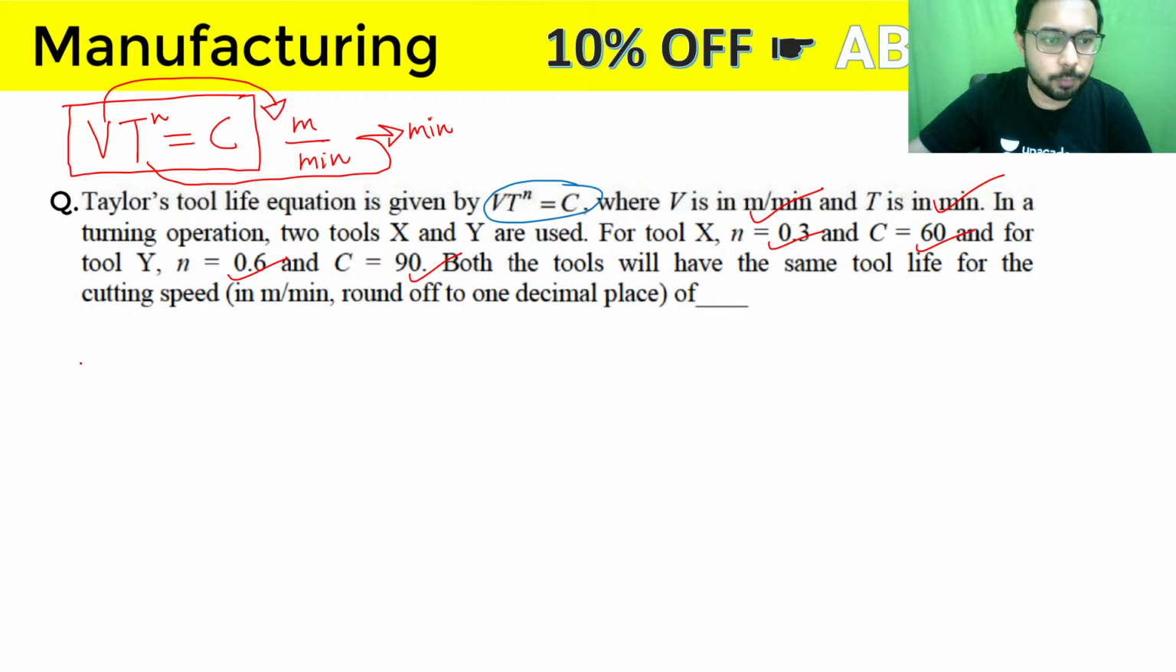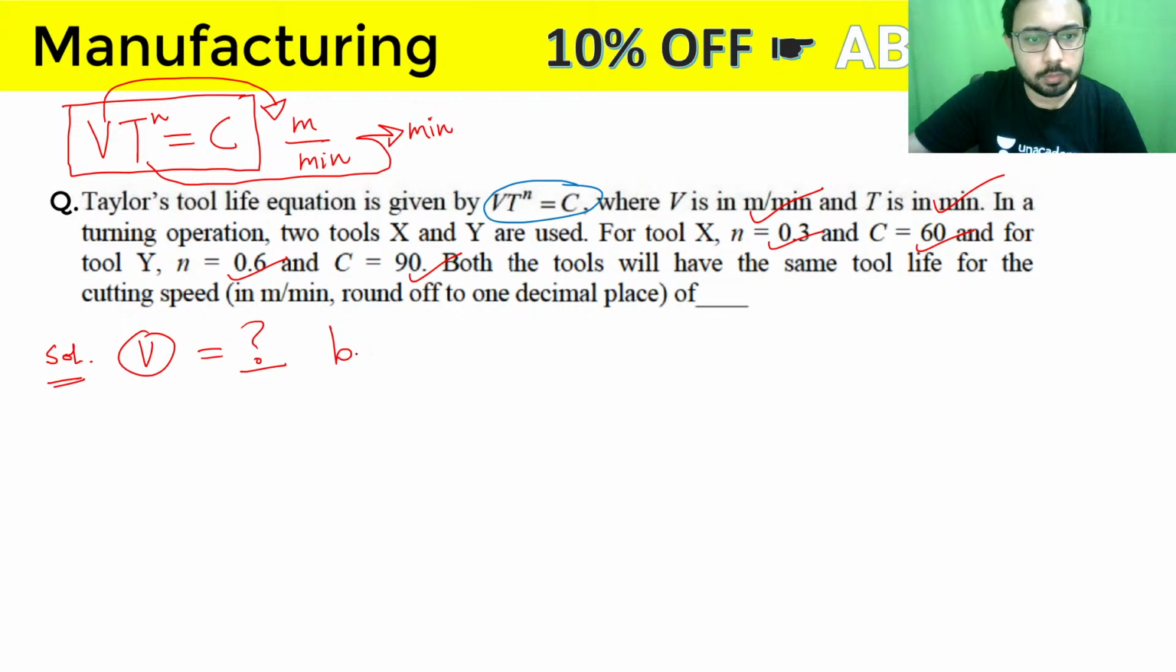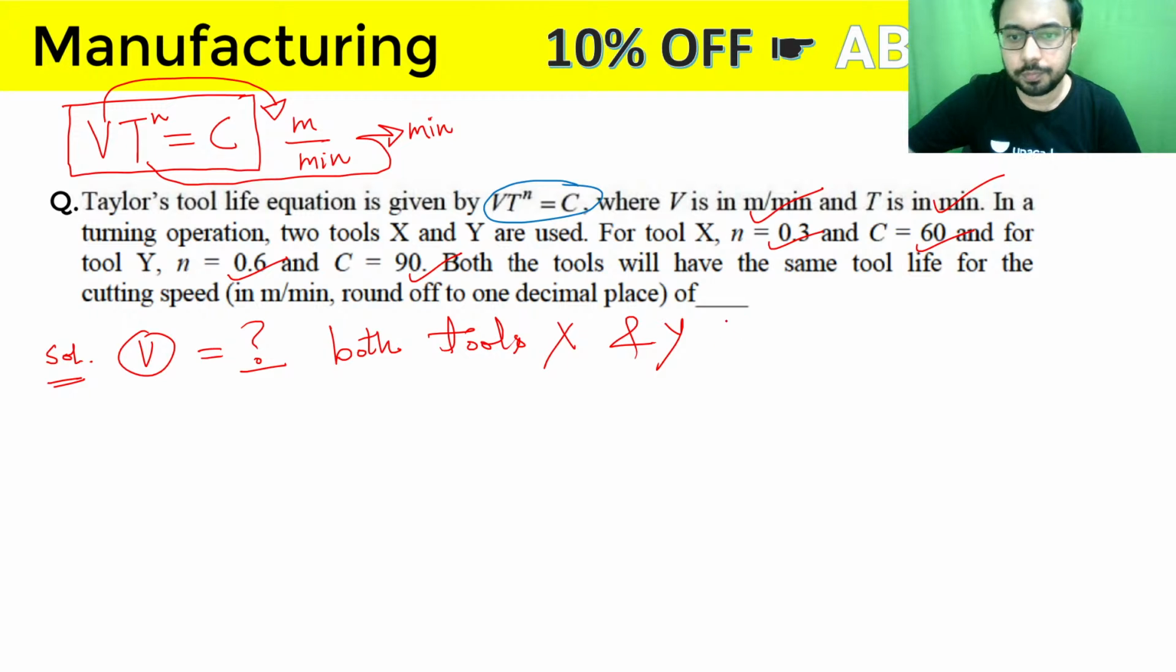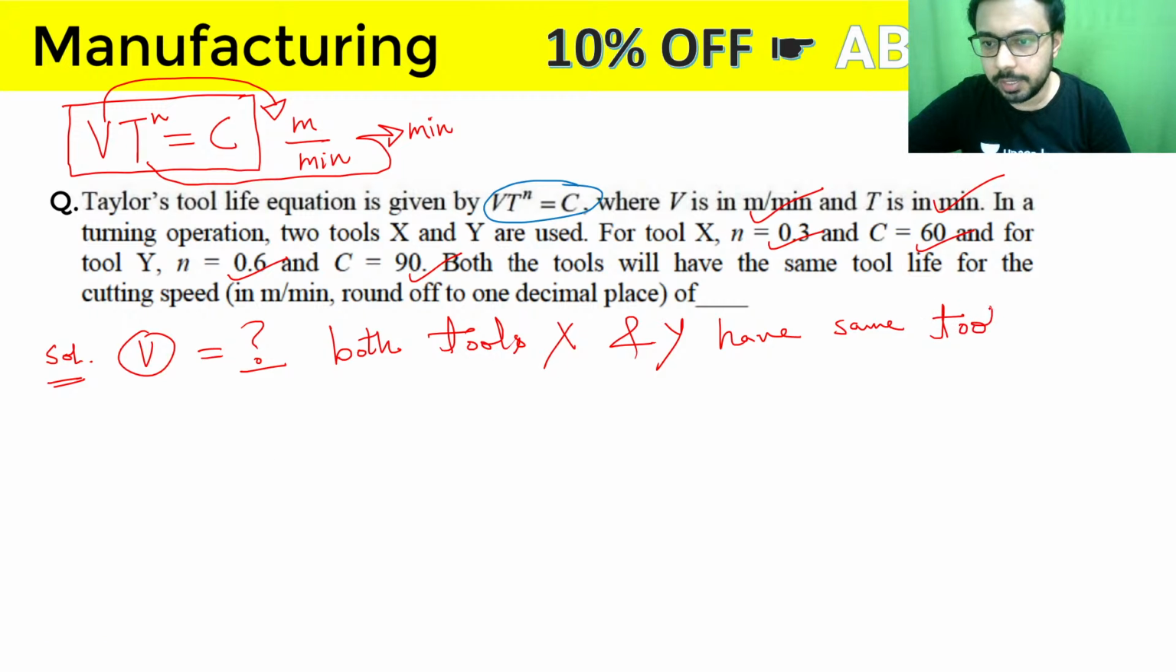So we have to calculate v such that both tools x and y have the same tool life. If you are watching it live, then you can just solve this question and write down the answer here so that we can discuss it.